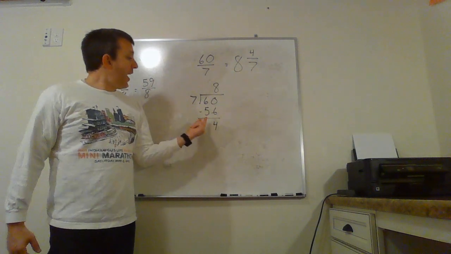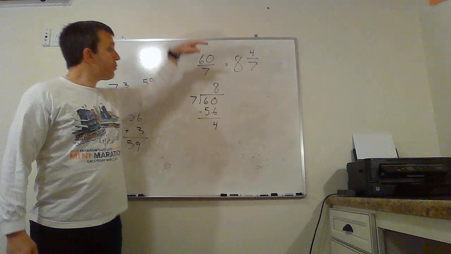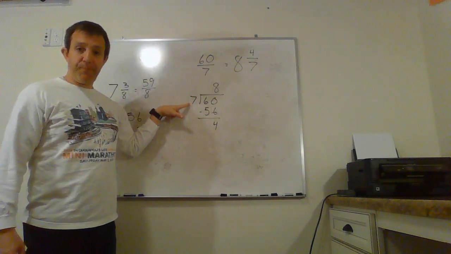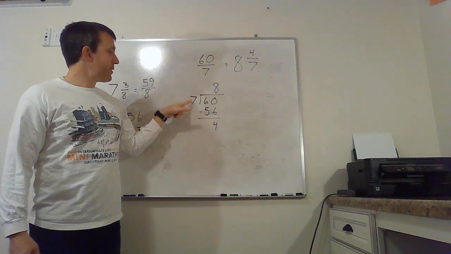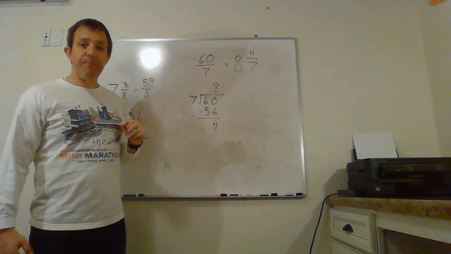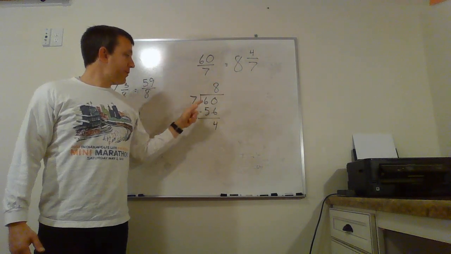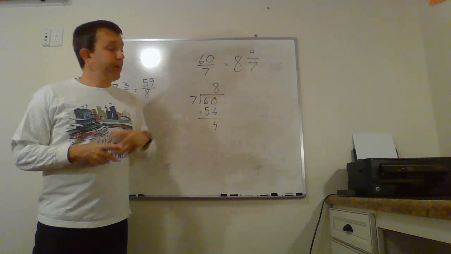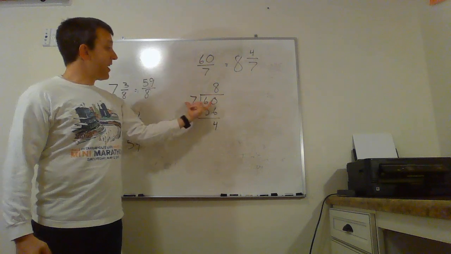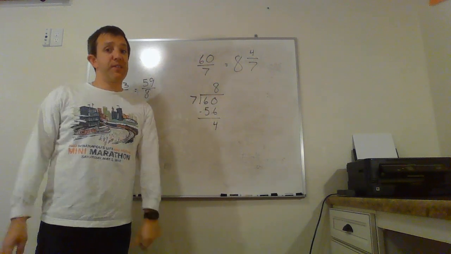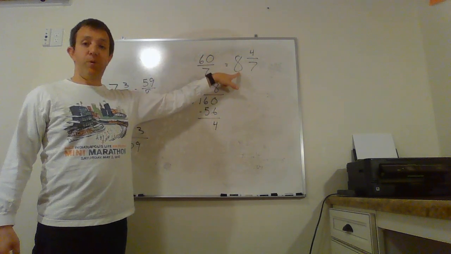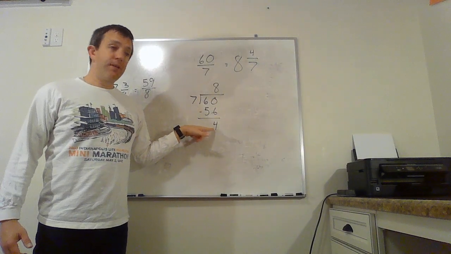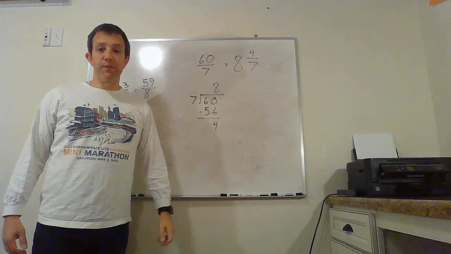Now, let's see. So what did I do? I just did a division problem. You always take the top and divide it by the bottom. So in this case, 7 goes into 60 8 times. 8 times 7 is 56. We subtract and we get a remainder of 4. So what does that tell us? Well, 8 is the number of wholes because that's how many times 7 went all the way into 60. So we get a whole number of 8. And the remainder tells us how many pieces are left. So we get 8 and 4 over 7.